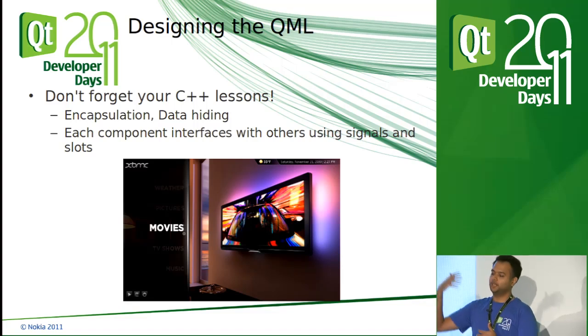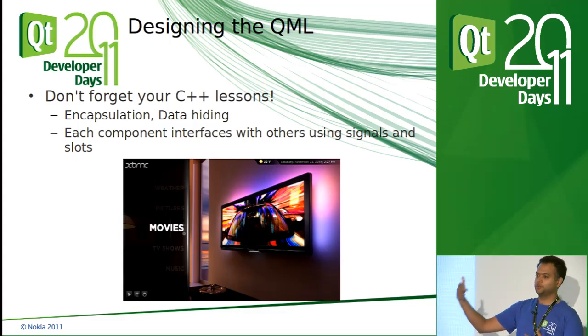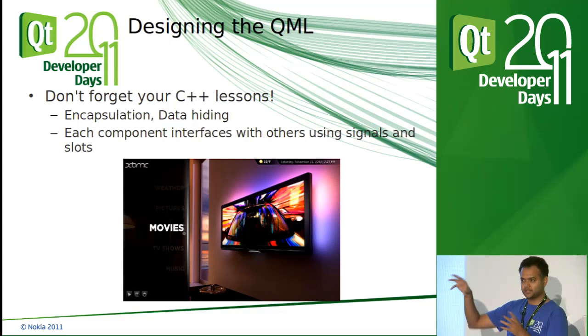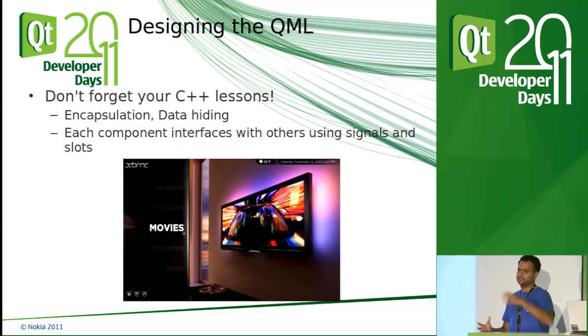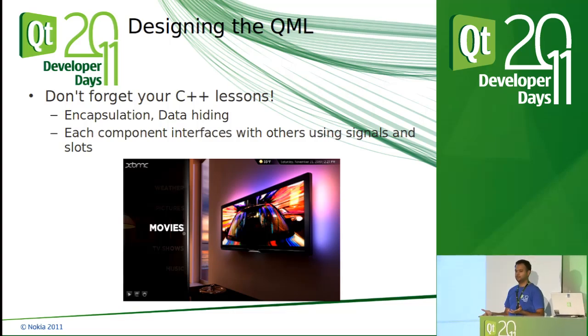And then you create main screen.qml. Main screen.qml composes all these three components and positions them appropriately. Don't try to put all the code in a single place. So all the lessons we learned from C++ still apply pretty much.